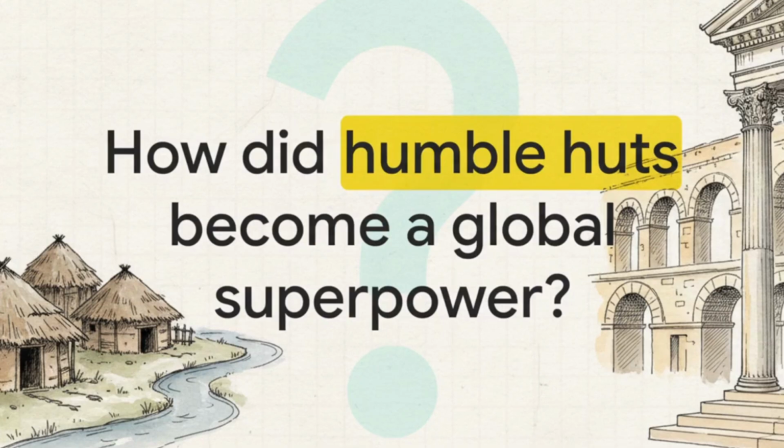I mean, think about it. How exactly did a tiny cluster of humble huts turn into a global superpower? It's kind of hard to fathom, right? Because when we think of Rome, we inherently picture vast wealth, pristine marble and gleaming gold. But it actually started as this muddy, swampy little village right next to the Tiber River. We're going to unpack exactly how that staggering transformation took place.